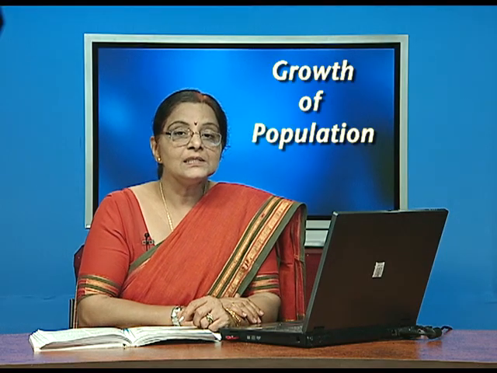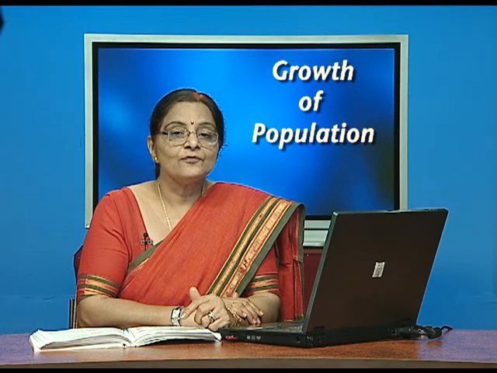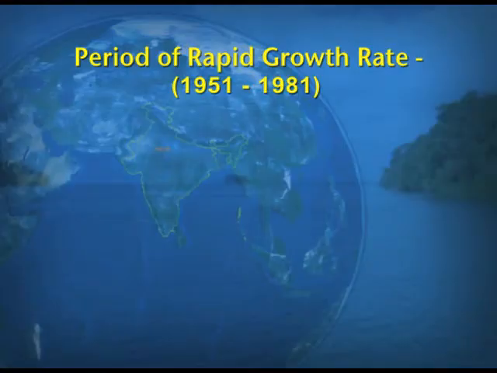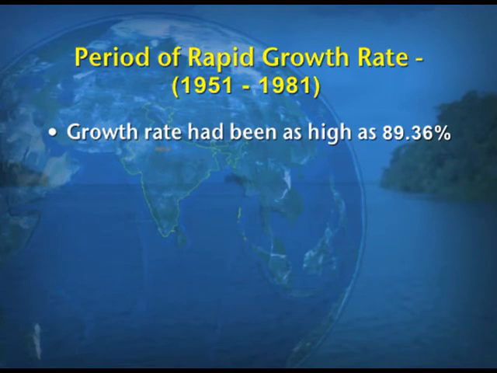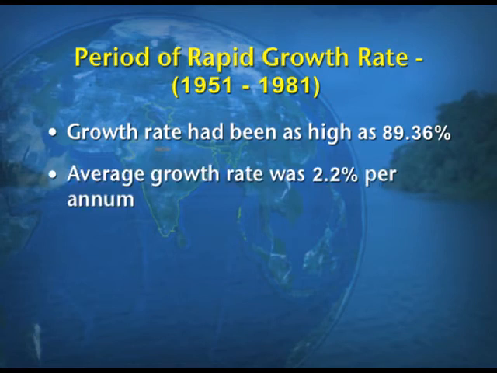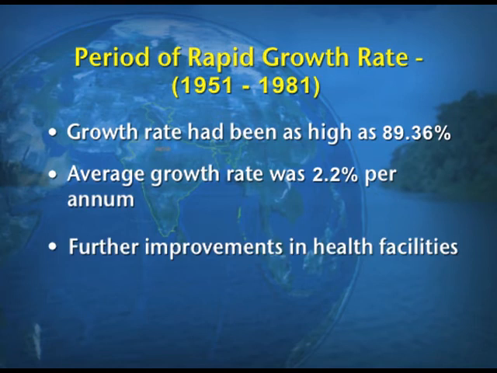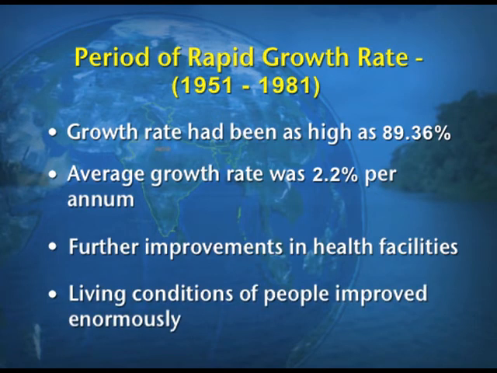Now, the third is the period of rapid growth rate from 1951 to 81. In this period, the growth rate had been very high, that is 89.36, and the average growth rate was 2.2% per annum. And the factors responsible for that are quite obvious, that the better health facilities, the better living conditions, decline in death rate and high natural increase was the result of all these facilities.